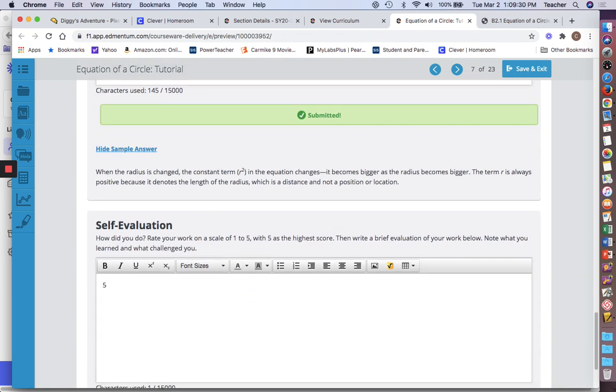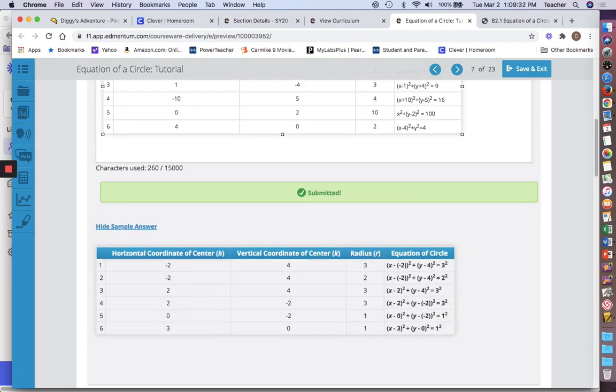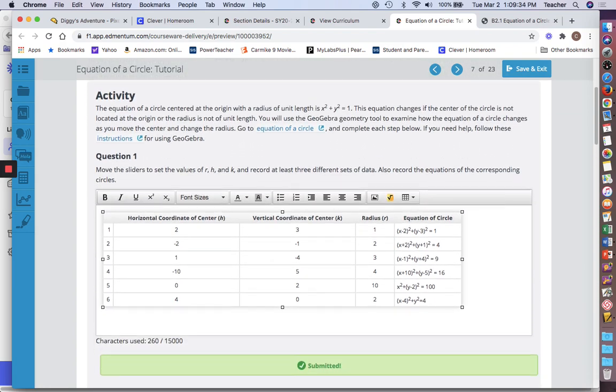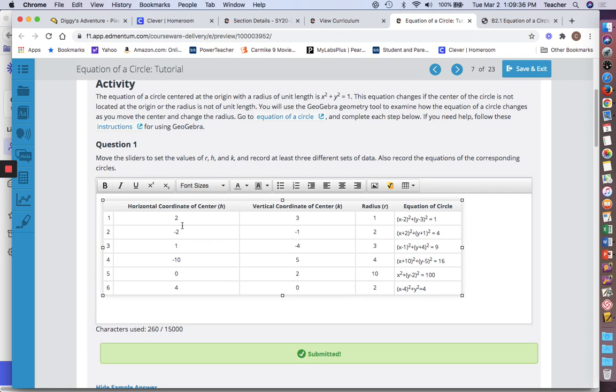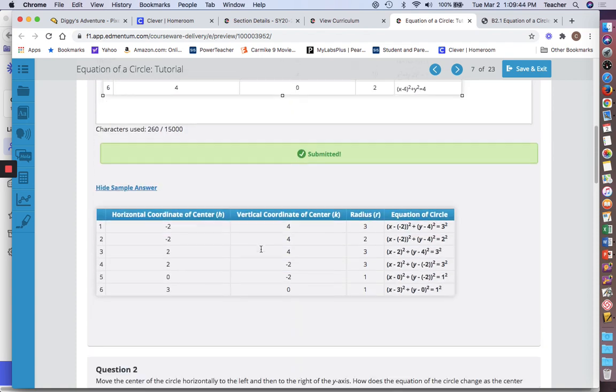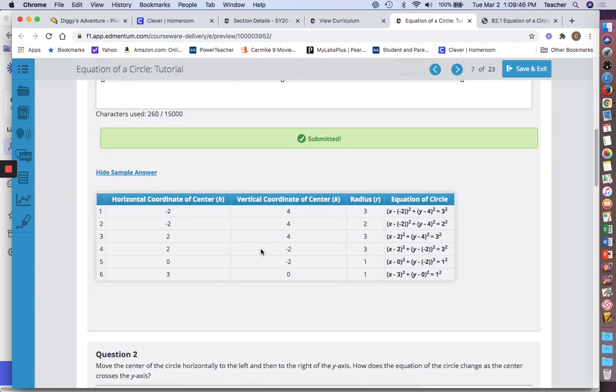Oh, self-evaluation. All right, so the takeaway from this is you've got to remember to change those signs for your h and your k. If they're positive, you make them minuses. If they're a minus, you make it a plus because it ends up being a double negative. That's really the takeaway. And this is on the ACT, so it's good to have memorized.